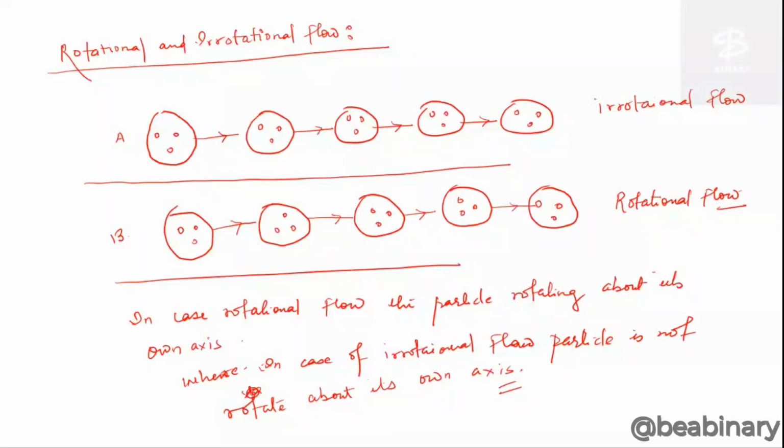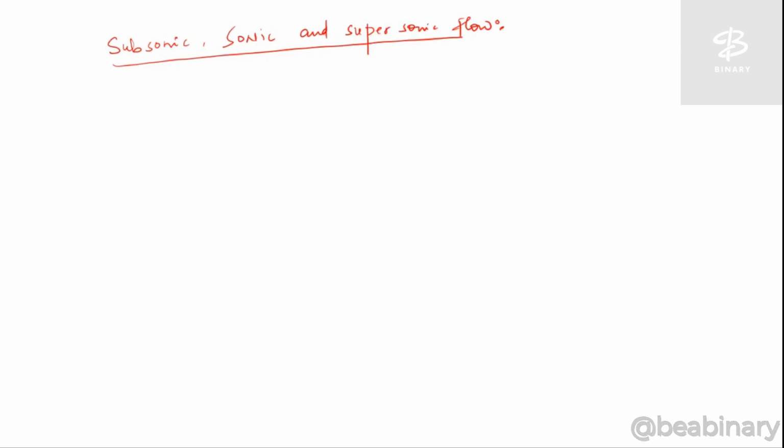Next is subsonic, supersonic and sonic flow. In case of subsonic, so basically subsonic, supersonic, and sonic flow is defined on the basis of the Mach number. So first you understand what is the Mach number.